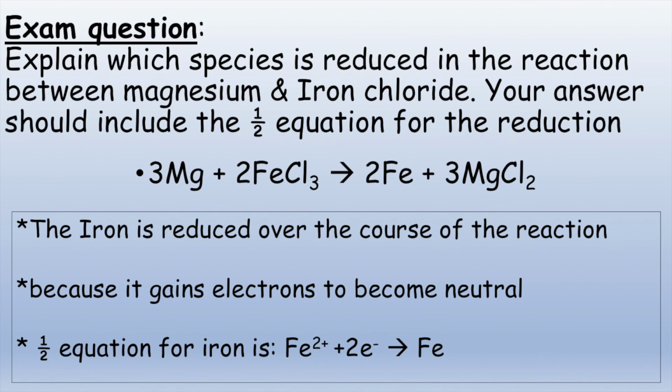I have ensured that I've met the criteria for this question by only giving the half equation for the reduction of iron. I've also used the word because. This shows that I'm giving a reason for my answer. So the iron is reduced because it gains electrons.